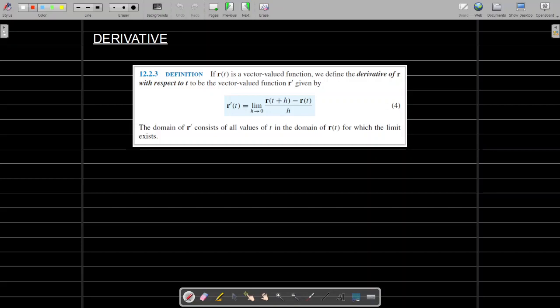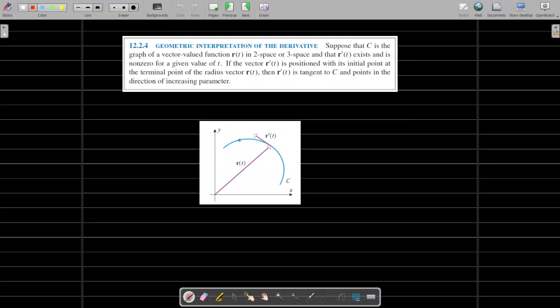Now the geometrical interpretation of the derivative. If r of t is this given vector here, then the derivative of r of t will actually be the vector which is tangential to your radius vector r of t. Okay, so r dash t geometrically will be tangential to the graph of r of t at that given point, the point at which you are trying to find the derivative.